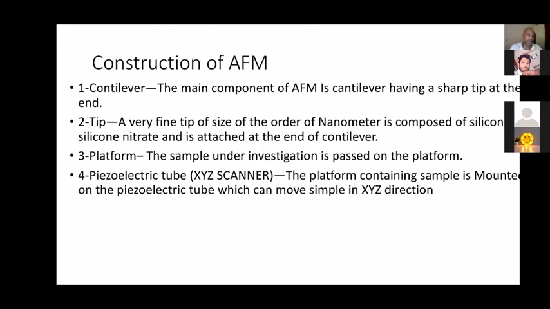Construction of atomic force microscope. Number 1, cantilever. The main component of AFM is a cantilever having a sharp tip at the end. Number 2, tip. A very thin tip of size of the order of nanometers is composed of silicon or silicon nitride and is attached at the end of the cantilever platform. Number 3, the sample under investigation.